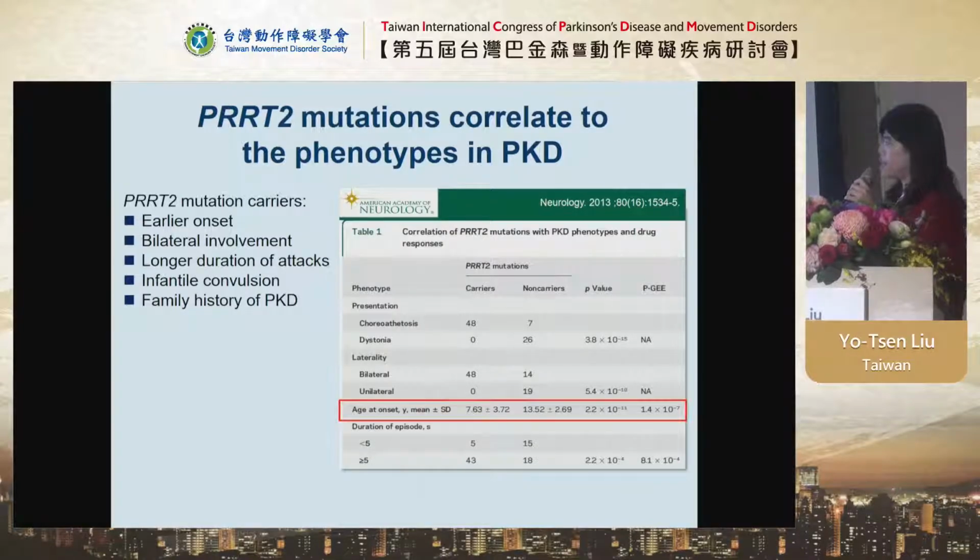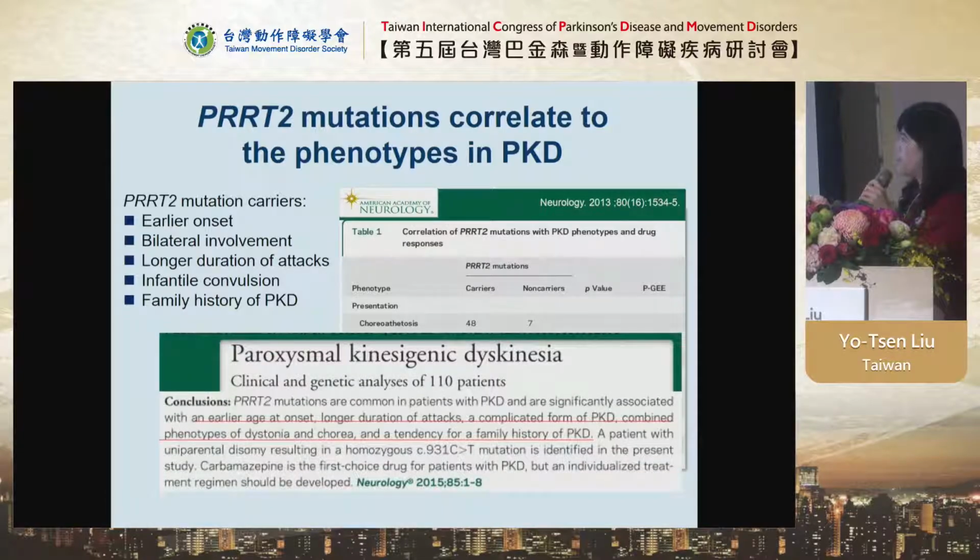We know that the patient tends to have an earlier onset, and the disease tends to be bilateral. The frequency will be higher, and the attack duration will be longer. Of course, they tend to more easily have a positive family history. In another series with a larger sample number, the conclusion remains the same.